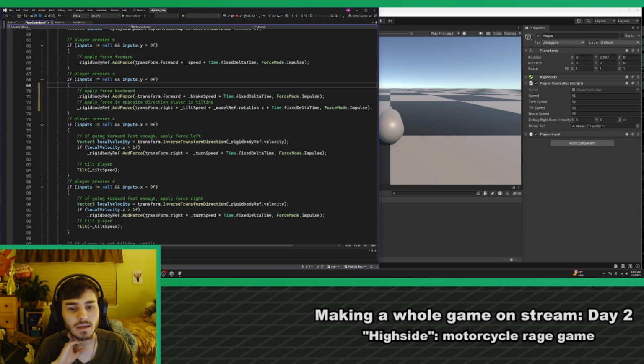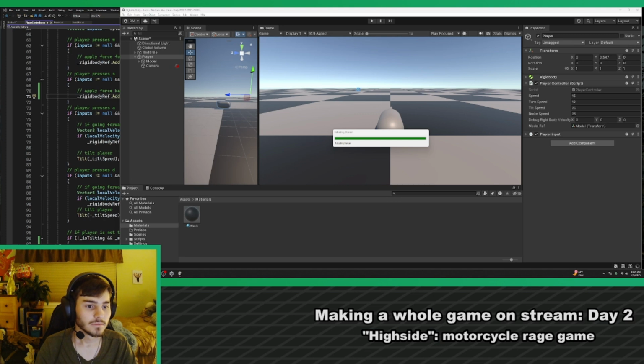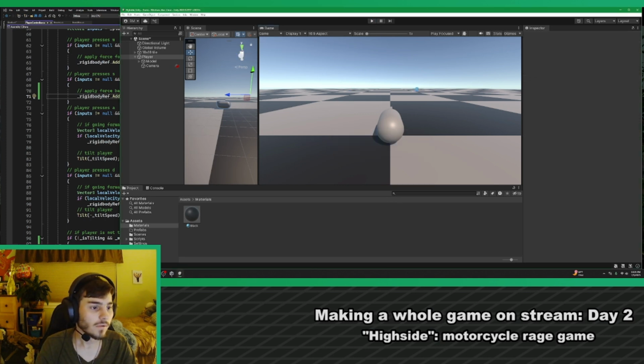So player presses S, then they should go backwards. Or they should reduce their forward. I don't think that's necessary. I don't think we need to reduce our turn speed specifically upon, you know, upon braking.